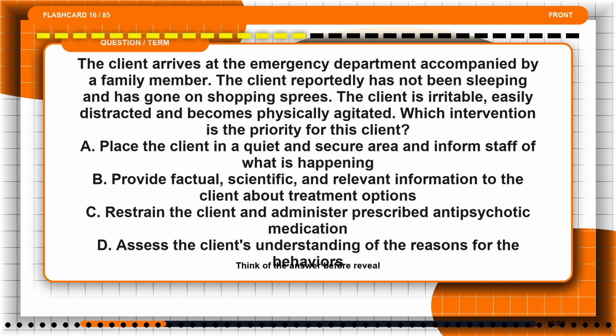A. Place the client in a quiet and secure area and inform staff of what is happening. B. Provide factual, scientific, and relevant information to the client about treatment options. C. Restrain the client and administer prescribed antipsychotic medication. D. Assess the client's understanding of the reasons for the behaviors. Think of the answer before the reveal.